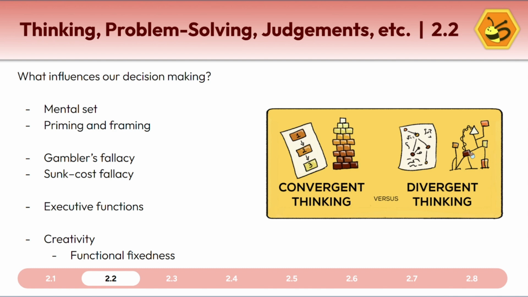Sunk cost fallacy is when we make decisions to continue something because we feel like we've invested so much into it, even if that's not the best decision to make, and it might be better to stop investing energy and time into it right now. This happens a lot in relationships, I think.